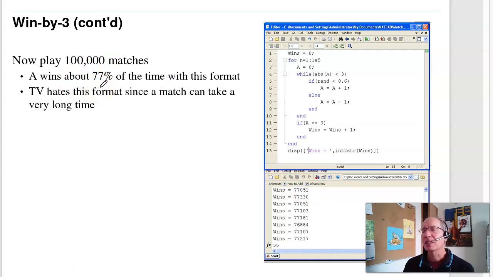And this is a little bit better because the better team wins more of the time. But TV really hates this format because I have no idea how long a match is going to take. It's tough to program. They also hate it because once in a while, A wins 3 games in a row, and the match is over. I lost some advertising money.